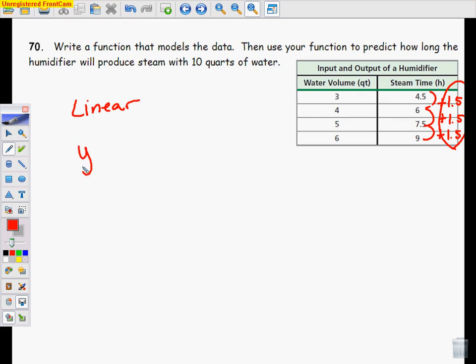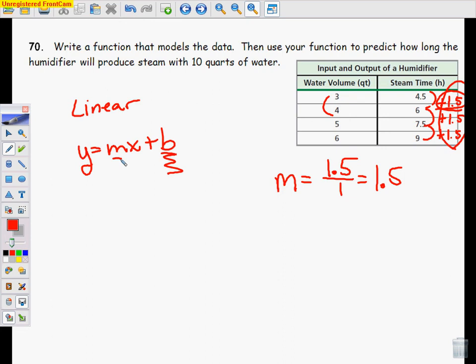All linear functions are written in the form y equals mx plus b, where m is the slope and b is the y-intercept. We can tell what the slope is from this problem because we're increasing by 1.5 every time we increase x by 1. Slope is the same thing as rate of change, so our slope is 1.5. From there, we pick a point so that we can solve for b. Because we know m, we just need to know what b is now.